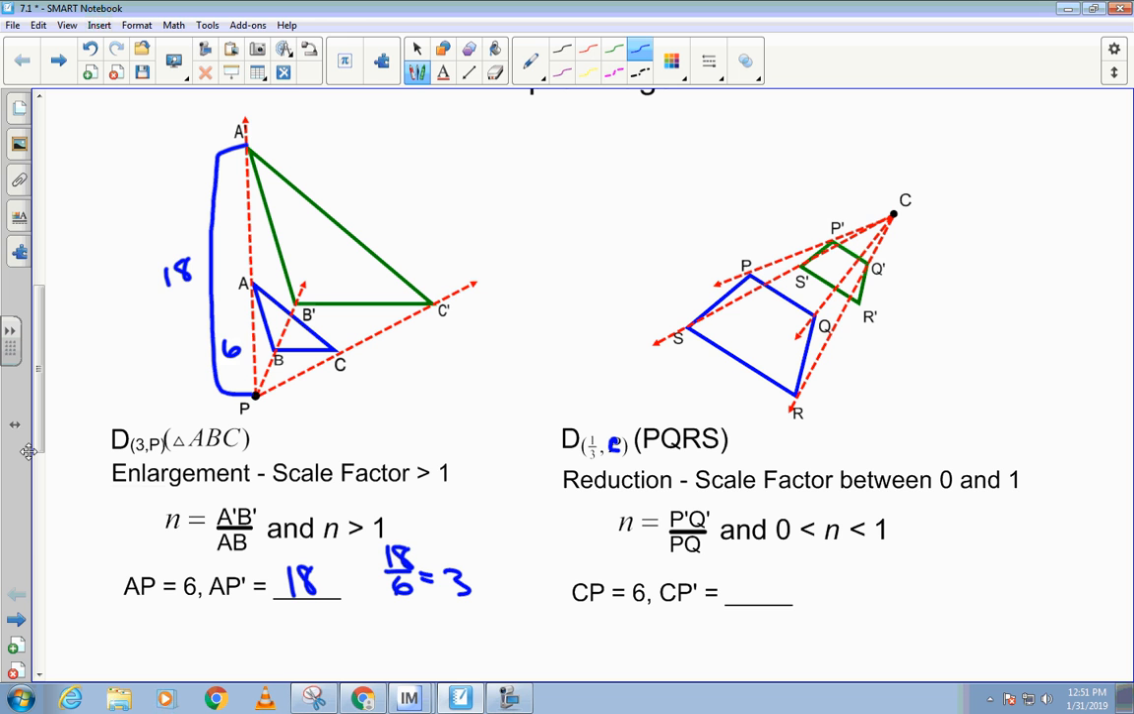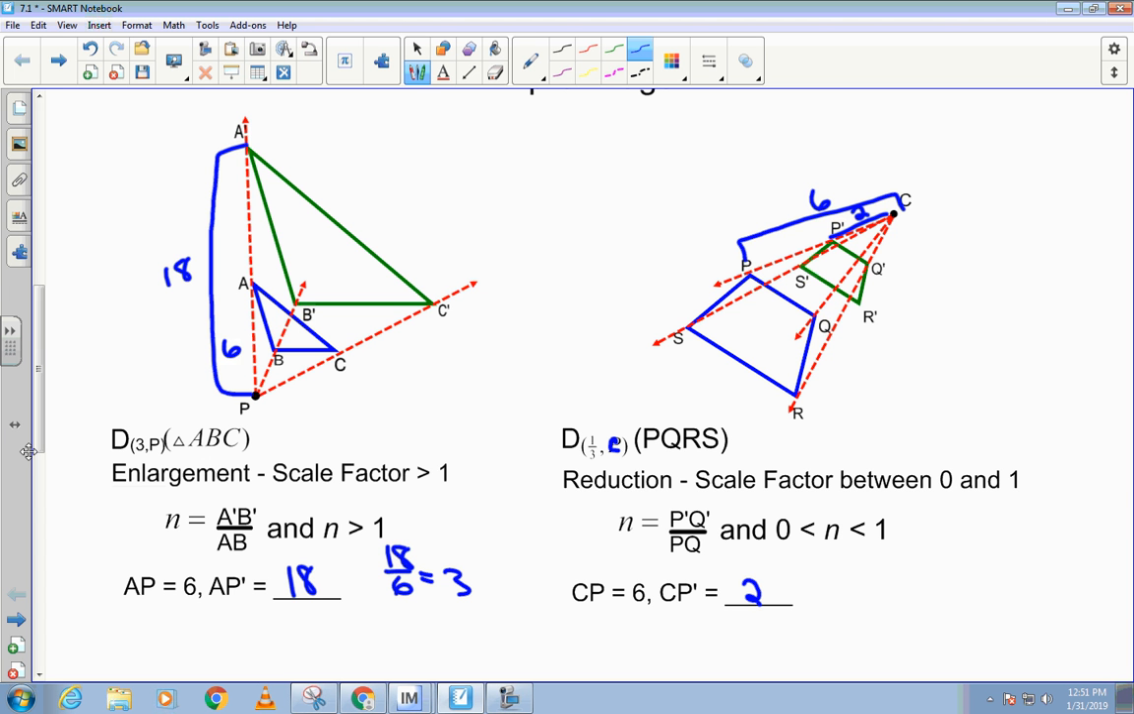Okay. Now again, anytime you have a reduction, your scale factor is going to be a number between 0 and 1. Okay. So let's say that this distance here, CP, is 6. Right? I want to know CP prime. What's this distance right here? Okay. It's 2. Alright. What did you do to get that? Okay. So 1/3 times 6, or 6 divided by 3.